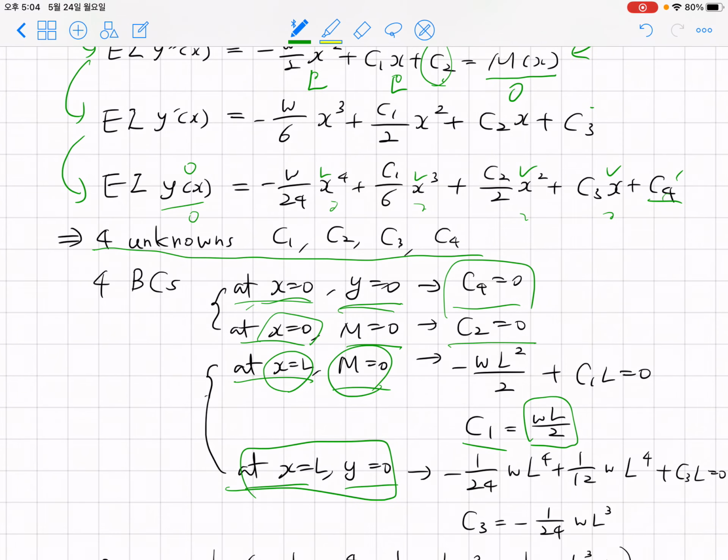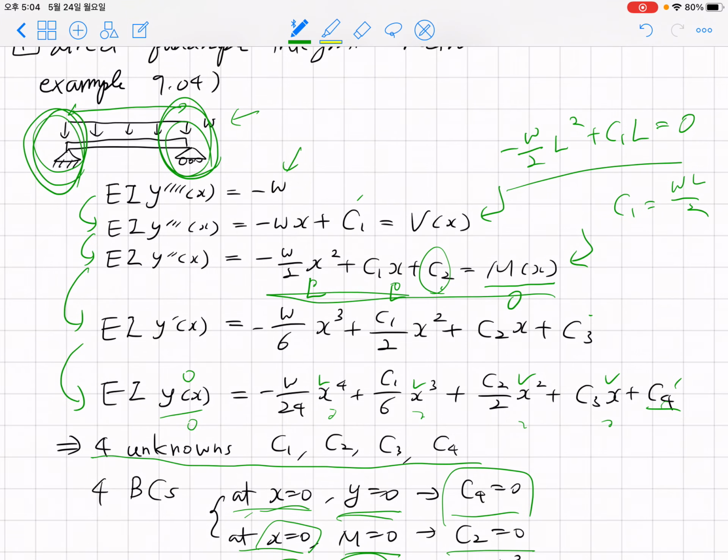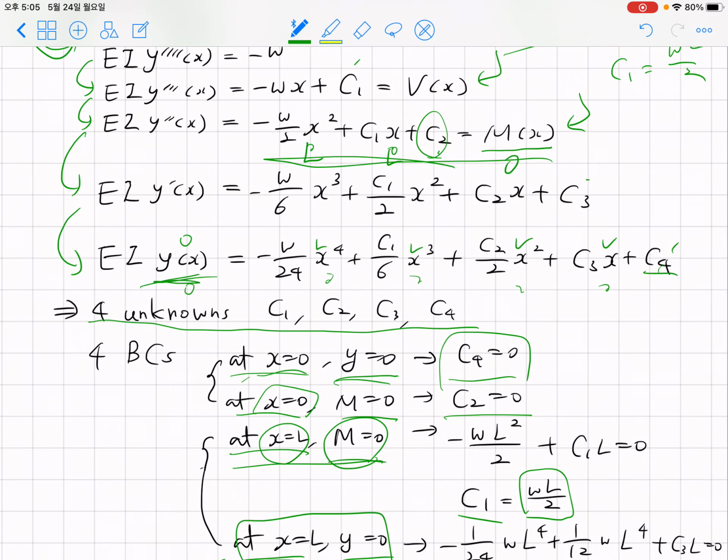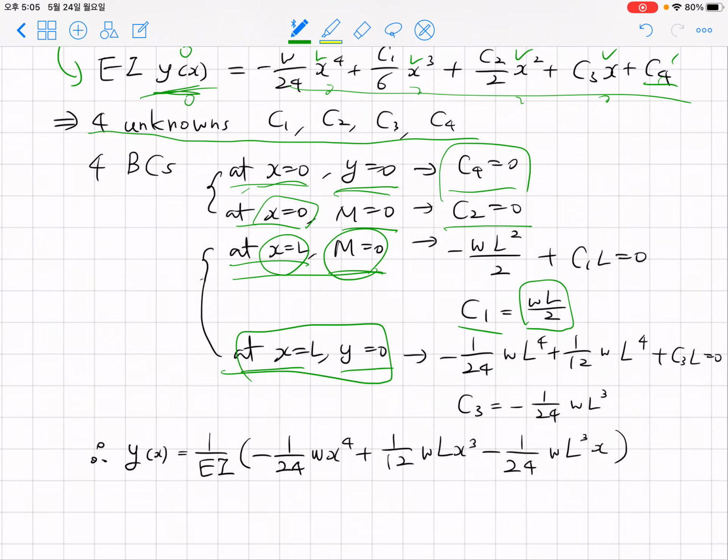So you have a lot of terms. That's why I use this approach, because when we consider M, there are only 3 terms, but when we account for y(x), there are 5 terms. That's why I define C1 first and move on to this condition. If you plug in these conditions, it should result in y equals 0, or the right hand side is 0. After plugging in C1, you can find the equation for C3, and after massaging this equation, C3 turns out to be minus 1 over 24 wL cubed.